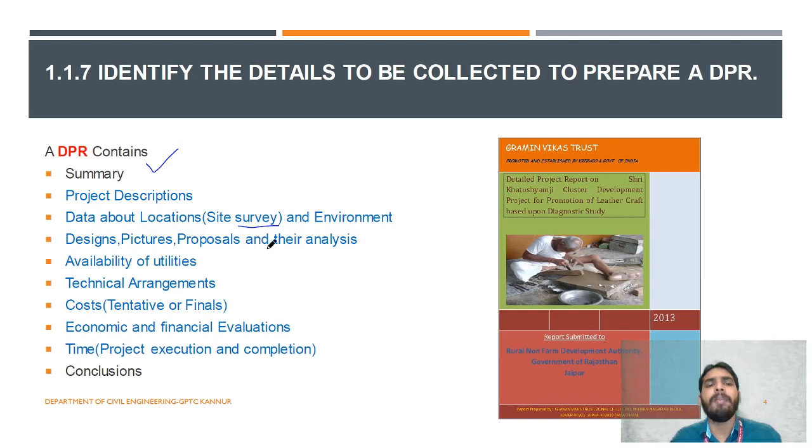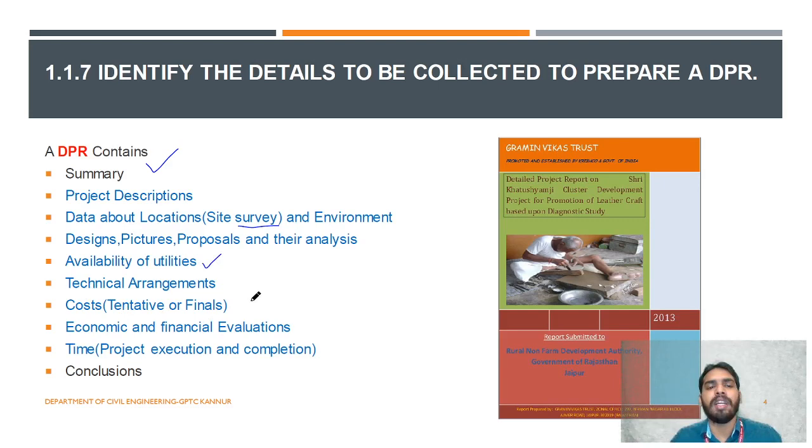Then availability of utilities. What type of utilities? After this project comes up, who will benefit from it? What are the utilities? Whether manpower is present, all those things can also be included in availability of utilities.